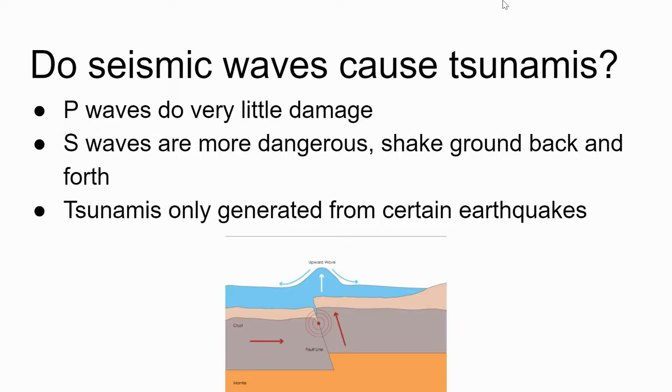Tsunamis are only generated from certain earthquakes. You will never get a tsunami from an earthquake where the epicenter is under land. Sorry, it must be under a shallow area of the ocean and have a magnitude greater than 7.5 to produce enough force to raise the wave enough.